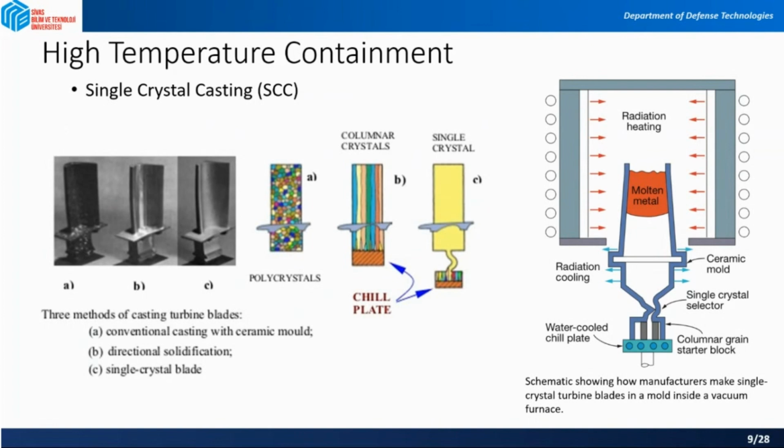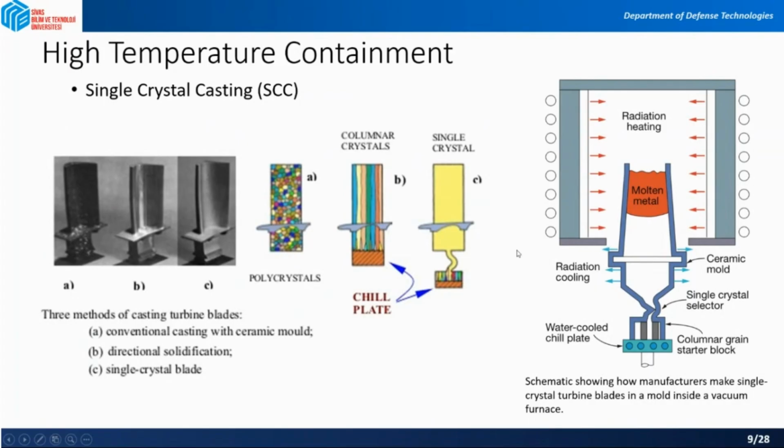And the picture at the left is showing you the comparison between methods of casting. So we had some conventional casting methods with ceramic mold, and then we had some directional solidification and the single crystal blade, which is shown at the right. It's something that is very beneficial for the turbine blades right now.